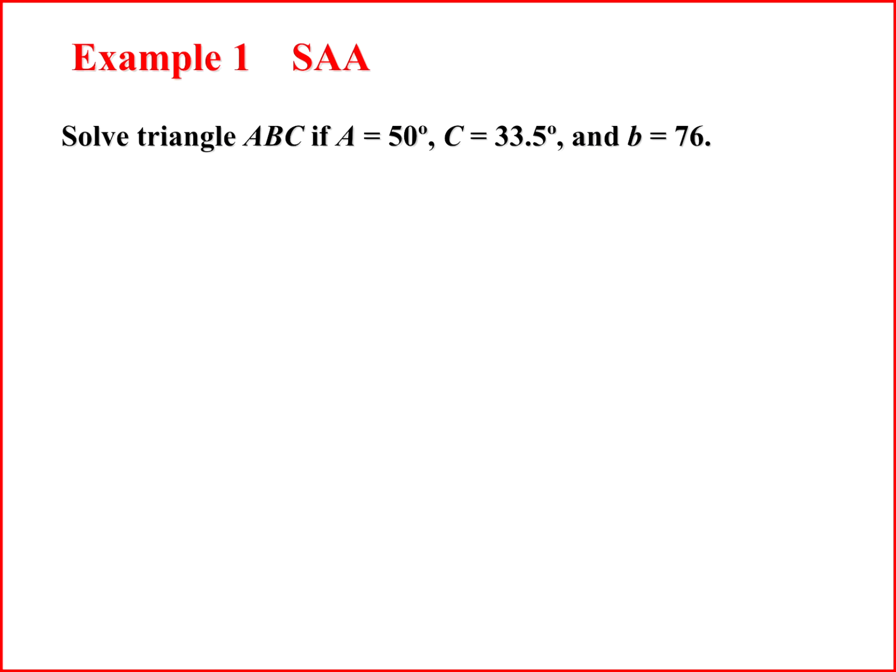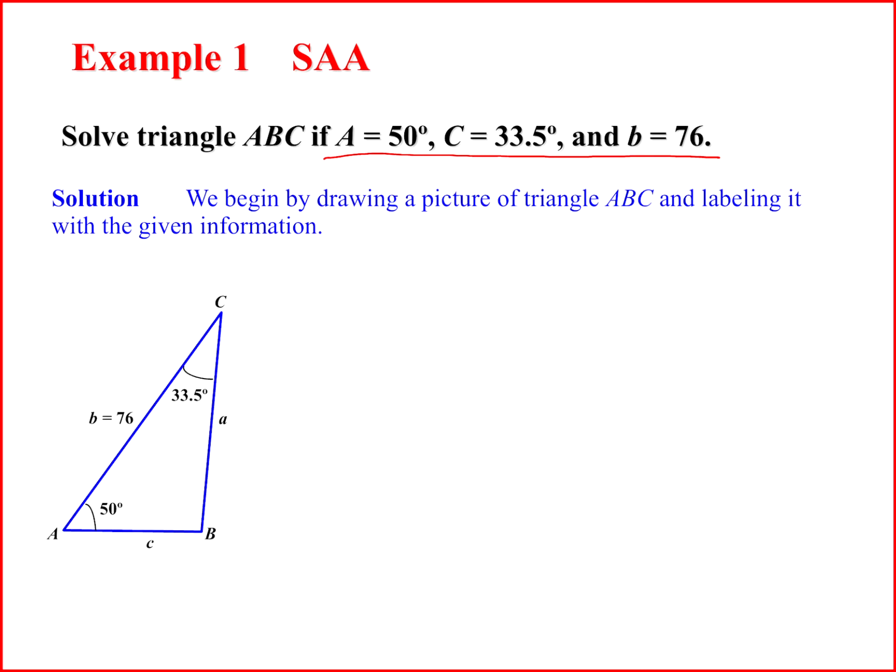So we just have some examples that we are going to be working through as we do this. So the first one, we have our triangle, and it gives us some pieces of information. I think it's easiest if we draw the triangle. So let's just begin by drawing a picture. Your triangle doesn't have to look just like mine, but it puts the information in that we need. So I know that little b is 76. It has to be opposite of angle B, which I don't know. Angle A is 50, so little a goes across from it. Angle C is 33.5, so little c goes across from it.